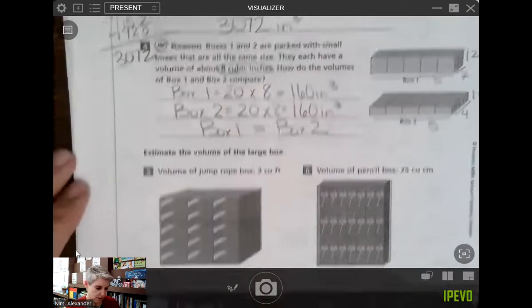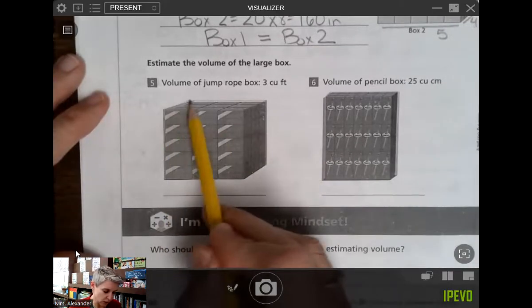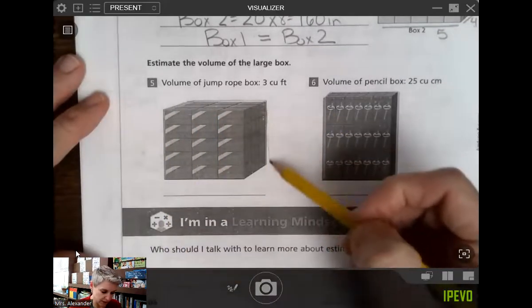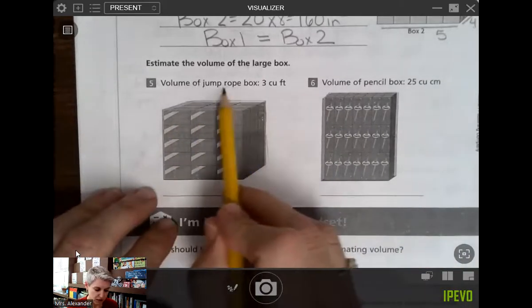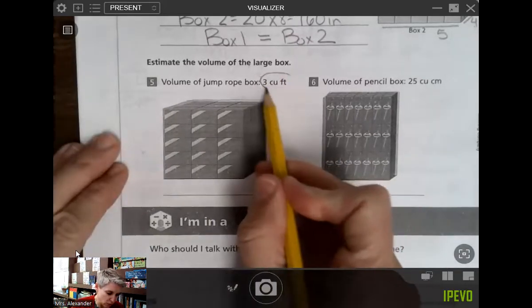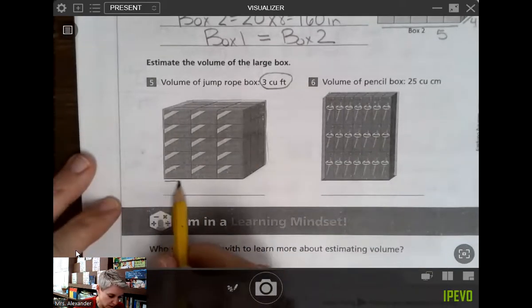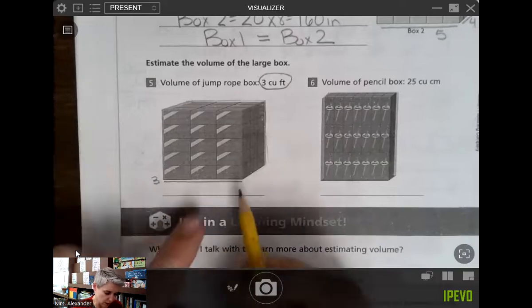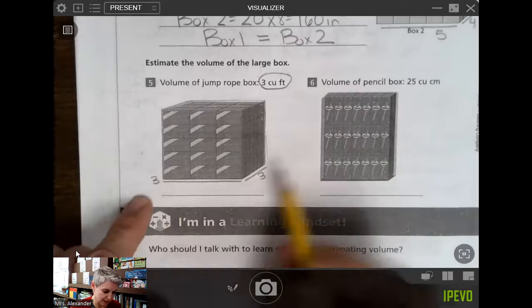All right. Here's what we were doing in class today, finding the volume. You can't see it well on my black and white, but there is kind of a shadow box around. Remember, we're taking this box of these jump rope boxes, and we're finding out how many boxes there are. And then, if each of those jump rope boxes is 3 cubic feet, what would be the volume of the bigger box that we're going to put them into? So I see three in my front row, and they go three rows back. 3 times 3, that's 9.